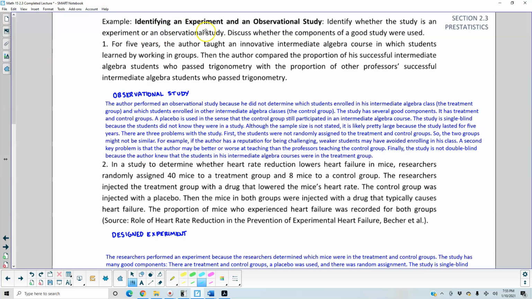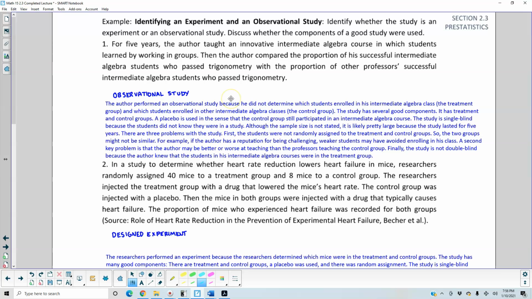Example. Identify an experiment and an observational study. Identify whether the study is an experiment or an observational study. Discuss whether the components of a good study were used. 1. For 5 years, the author taught an innovative intermediate algebra course in which students learned by working in groups. Then the author compared the proportion of the successful intermediate algebra students who passed trigonometry with the proportion of other professors' successful intermediate algebra students who passed trigonometry.